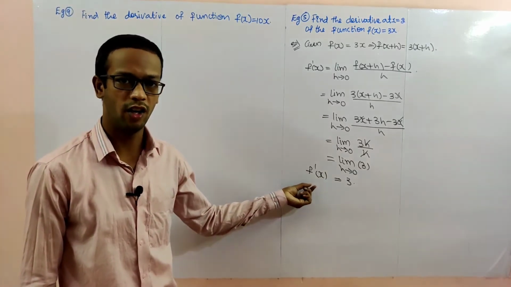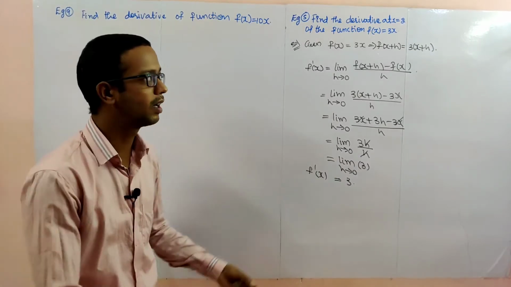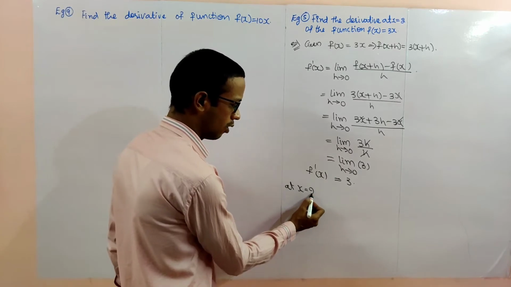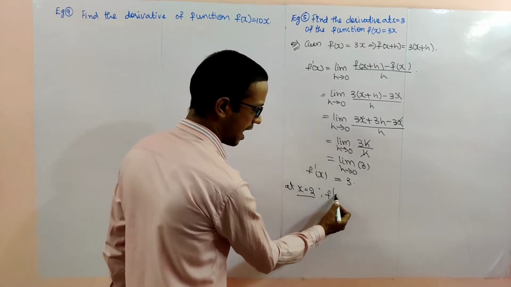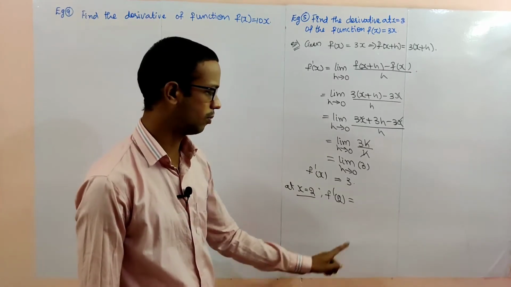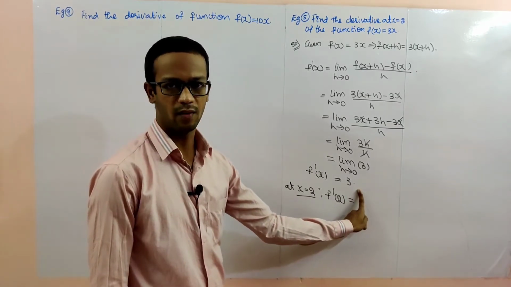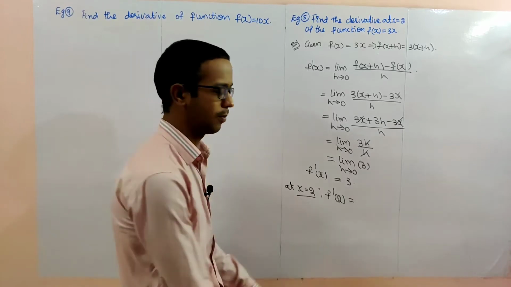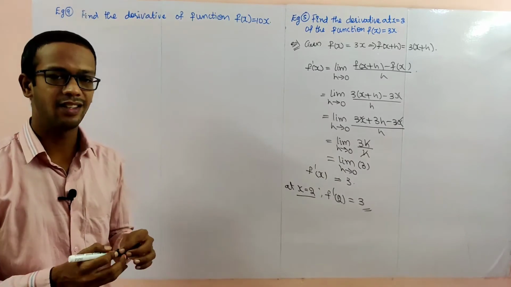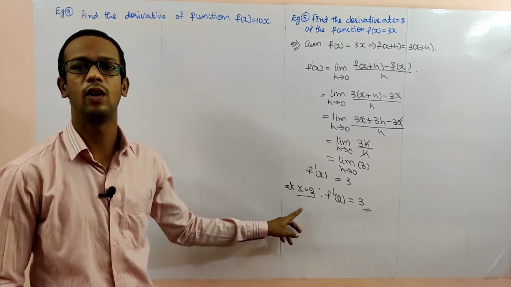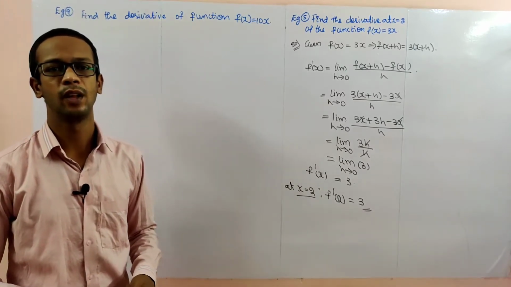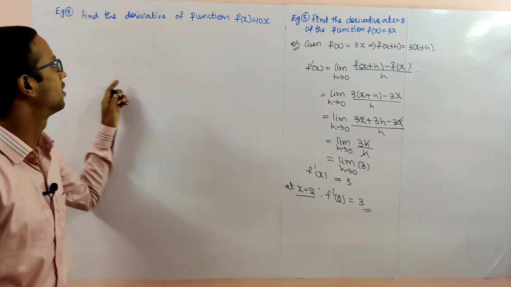This is the derivative of the function f of x at x, but the question is at x equal to 2, that is nothing but f dash of 2. We have to substitute 2, but here the function is 3, a constant, so any value substituted, you will get the constant only. So the derivative of the function at x equal to 2 is the answer 3. Similarly, one more problem is there.